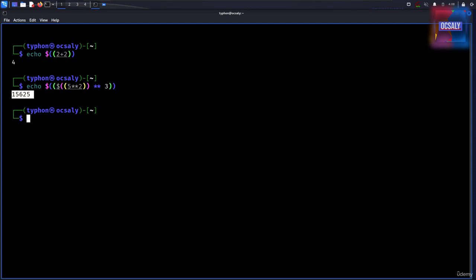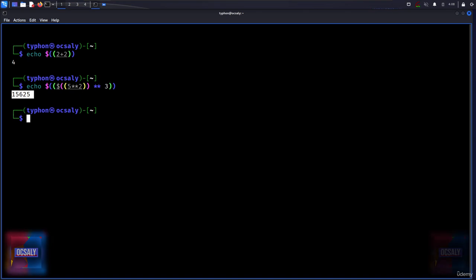A single parenthesis may be used to group multiple sub-expressions. With this technique, you can rewrite the previous example and get the same result using a single expression instead of 2.